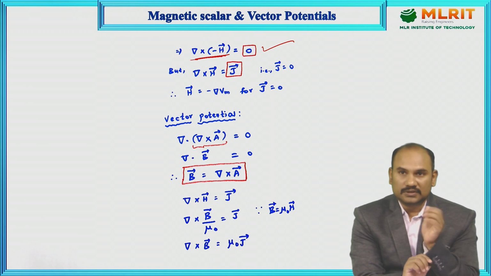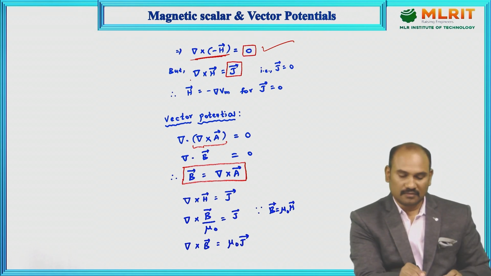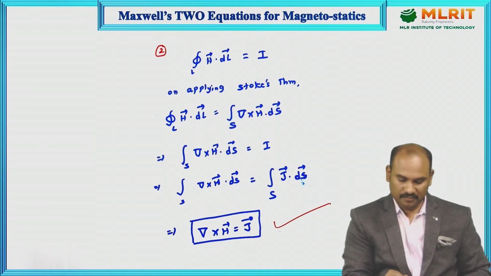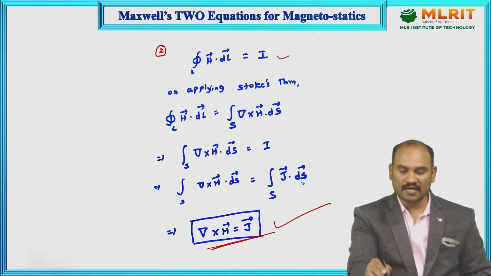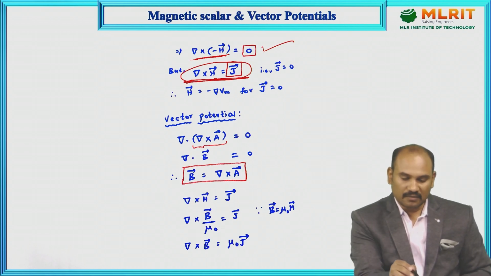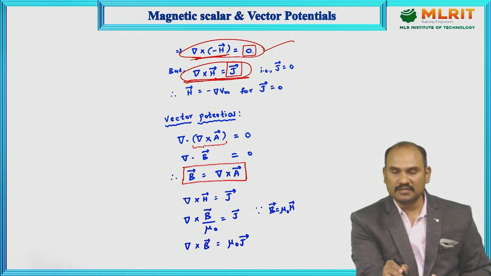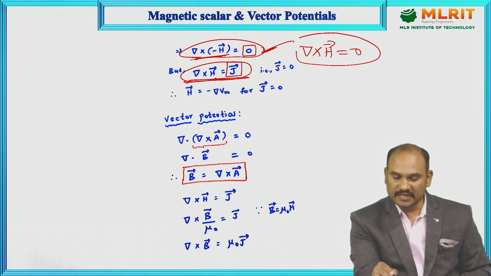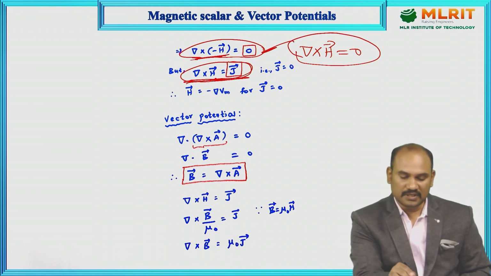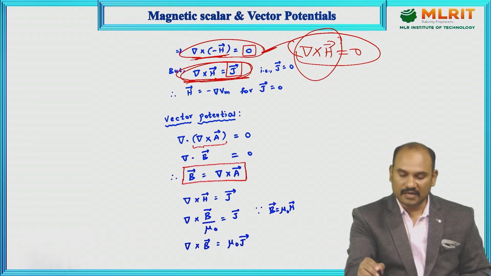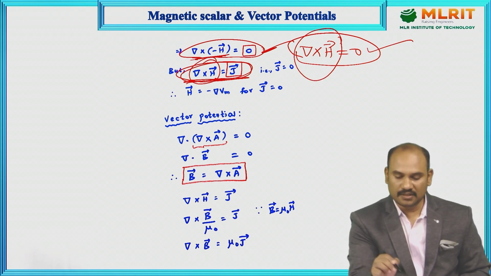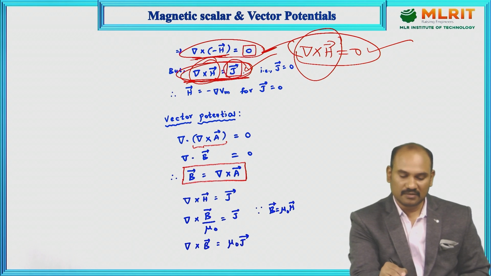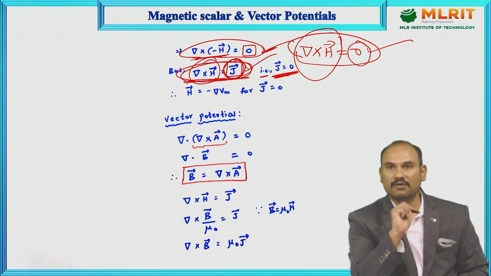But you know, just now we have seen in this discussion, del cross H equal to J bar, isn't it? Del cross H is J bar as per Ampere's circuit law. We started with Ampere's circuit law. Del cross minus H is 0 means del cross H is 0. This can be written as del cross H bar equal to 0. So one equation says del cross H is 0, another equation says del cross H is J bar. The left hand side is the same, but the right hand side is 0 here and J bar there. What does it mean? J bar should be equal to 0. That's what I have written here: J bar equal to 0.